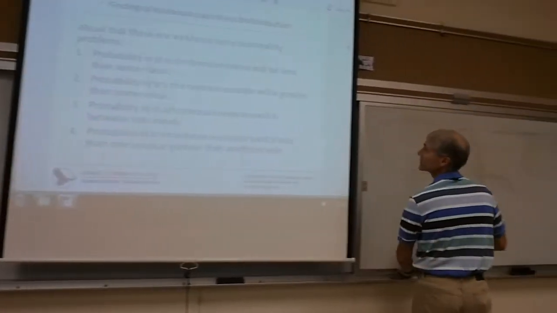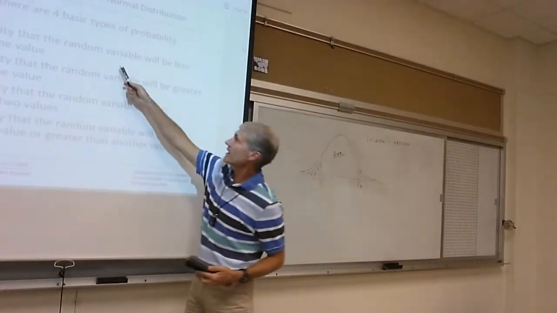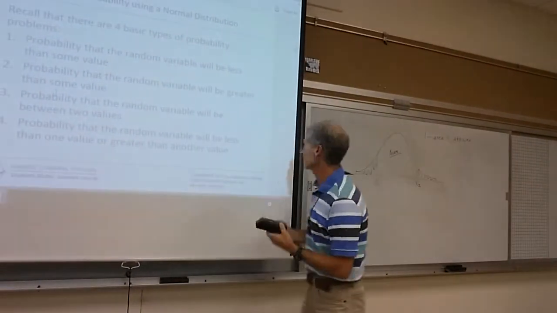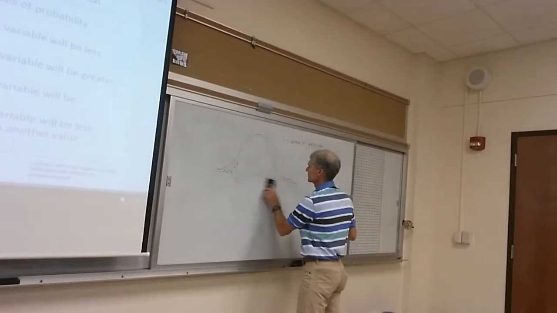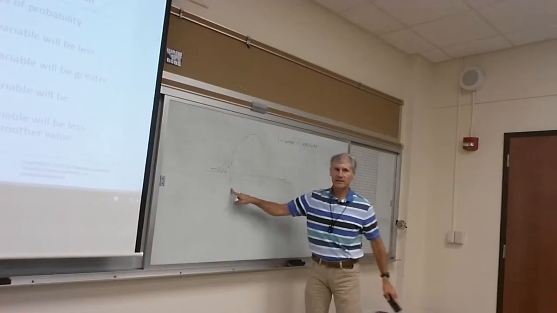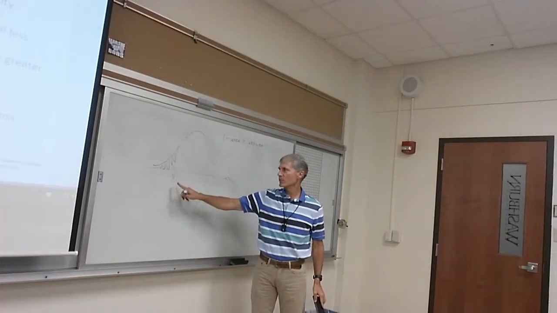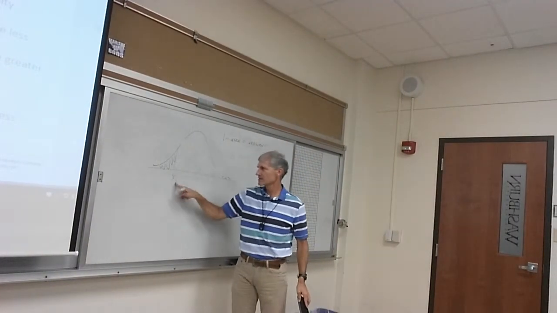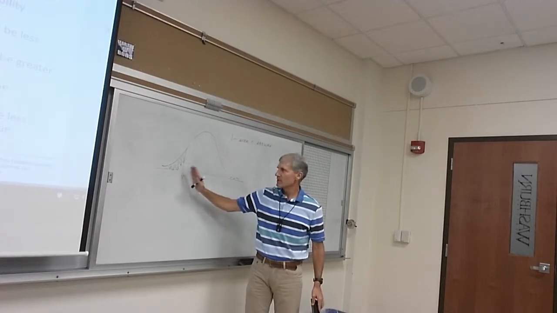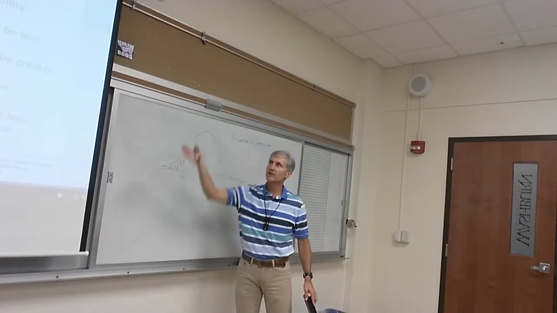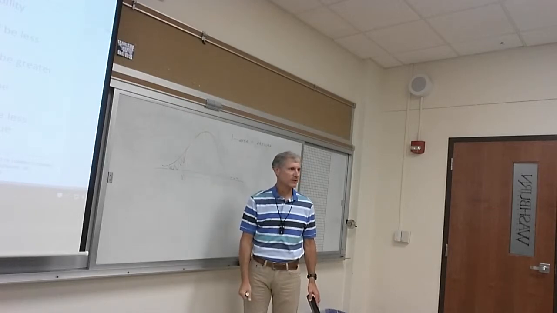So the first one says probability that a random variable will be less than some value. So in my picture here, that looks like this. The probability that a random variable will be less than some value. I'm calling that value x1. So it's a left tail area problem. All right, that's what number 1 is.